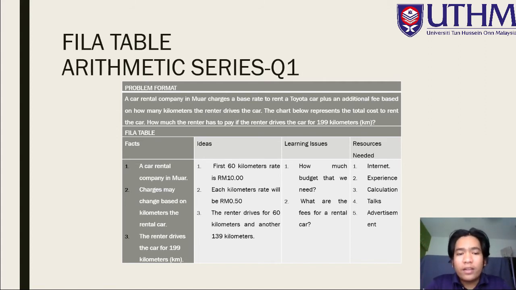Facts: a car rental company in Muar charges based on kilometers the rental car is driven. The renter drives the car for 199 kilometers. The idea is the first 60 kilometers rate is 10 ringgit. Each additional kilometer rate will be 0.50. The renter drives for 60 kilometers and another 135 kilometers. The learning issue is how much budget we need, and what the fees for a rental car are. Resources needed are from the internet, from my experience, calculation, stock and advertisement.